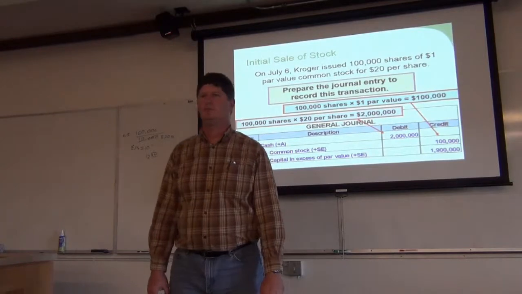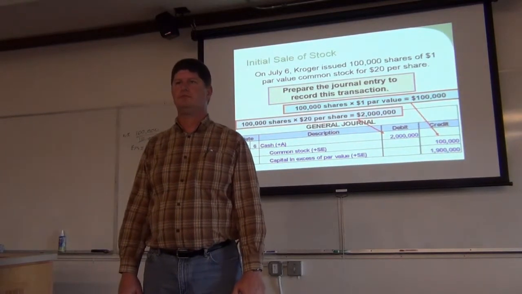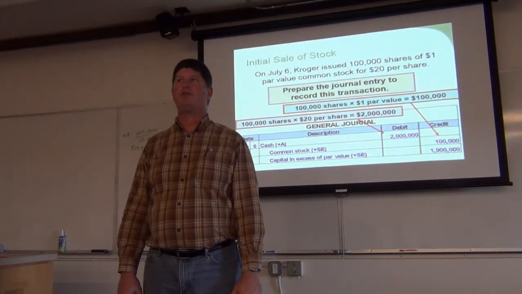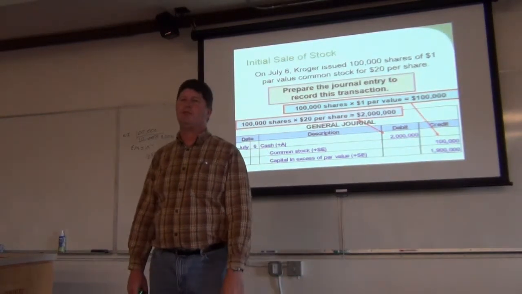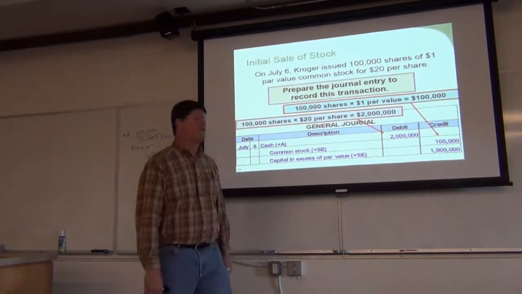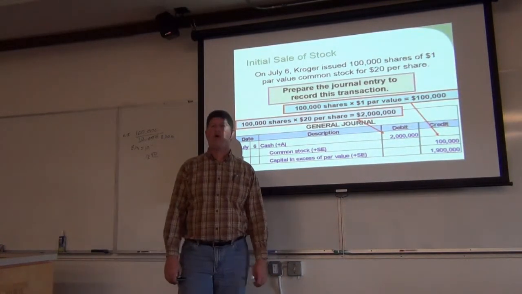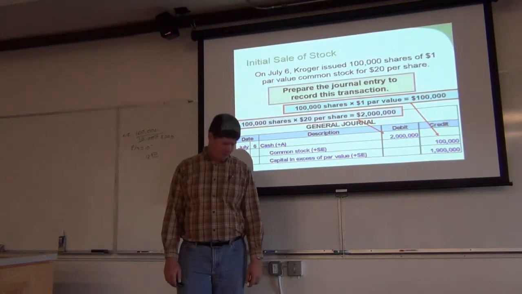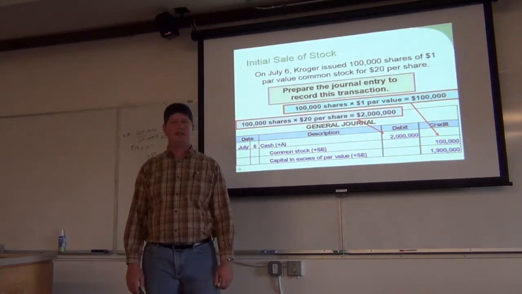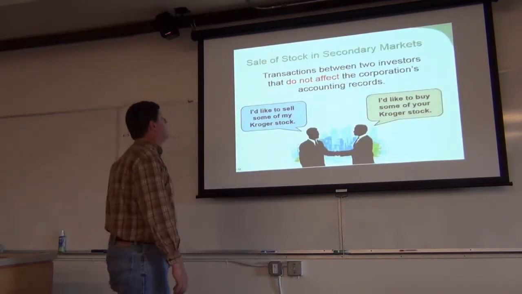Yes, sir. So capital in excess is the same thing as additional paid in capital, right? Correct. Additional paid in capital was the term that I learned long ago. This book is using capital in excess. So should we start to use that now? I'm okay using them interchangeably. Okay? Other questions? Moving on.